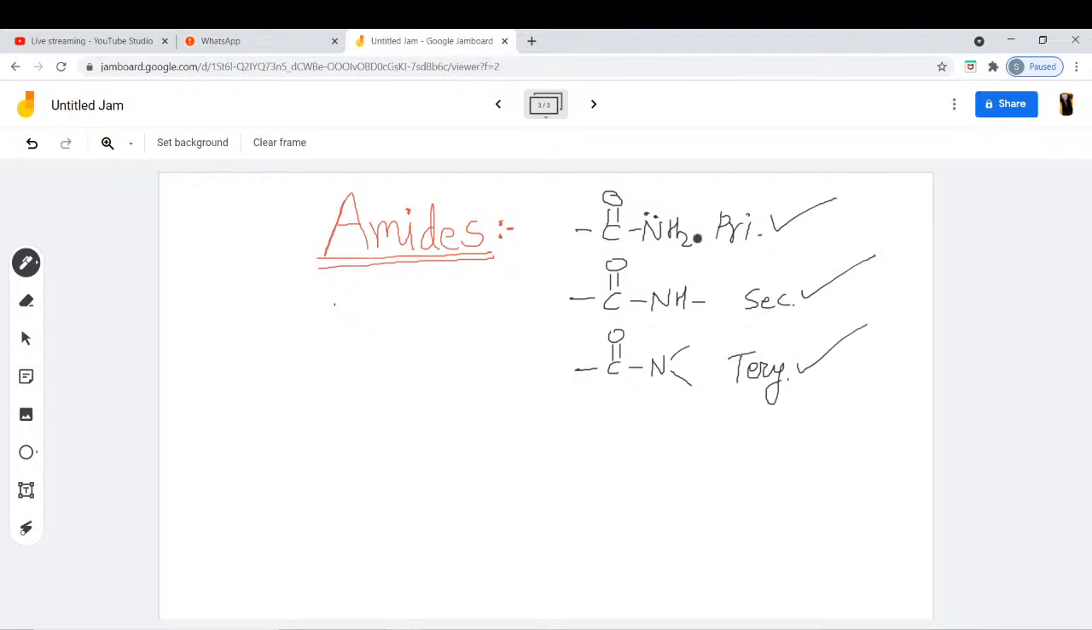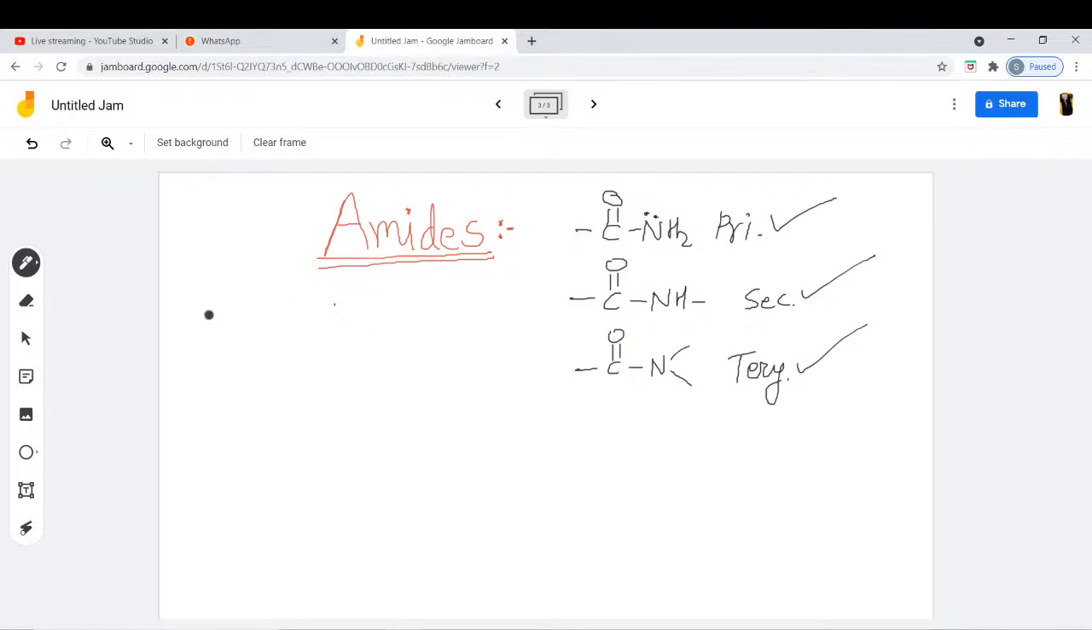And if NH2 is there, it will be a primary amide. If the H is replaced by some alkyl groups or aryl groups, it will be secondary, and then tertiary. Easy: primary, secondary, and tertiary amides.